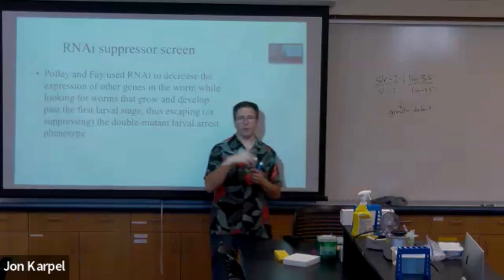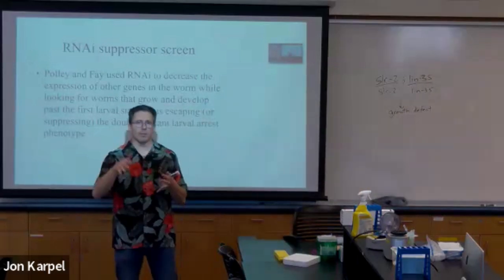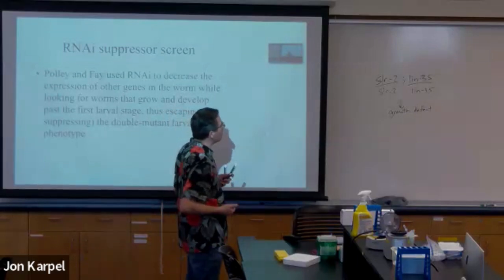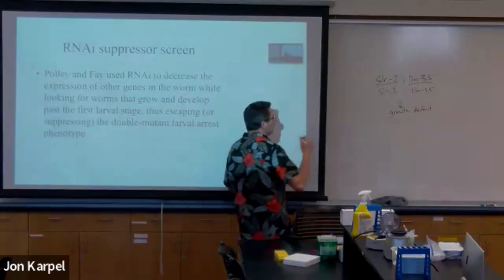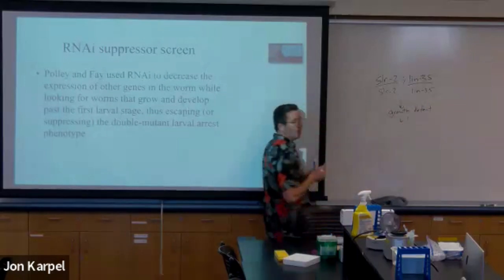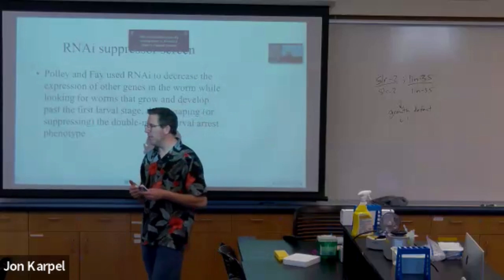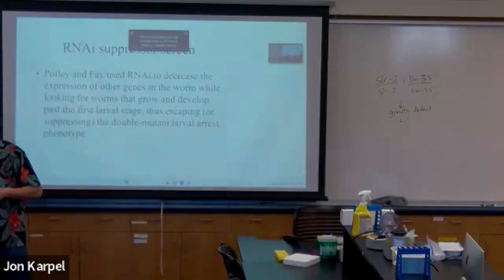Worms go through 4 growth stages, 1, 2, 3, 4, and then become adults and then lay eggs to form new worms. So if you have a growth defect in L1, you're never going to be able to work with these worms because they're not fertile, they don't produce offspring, you can't keep them stabilized, okay?